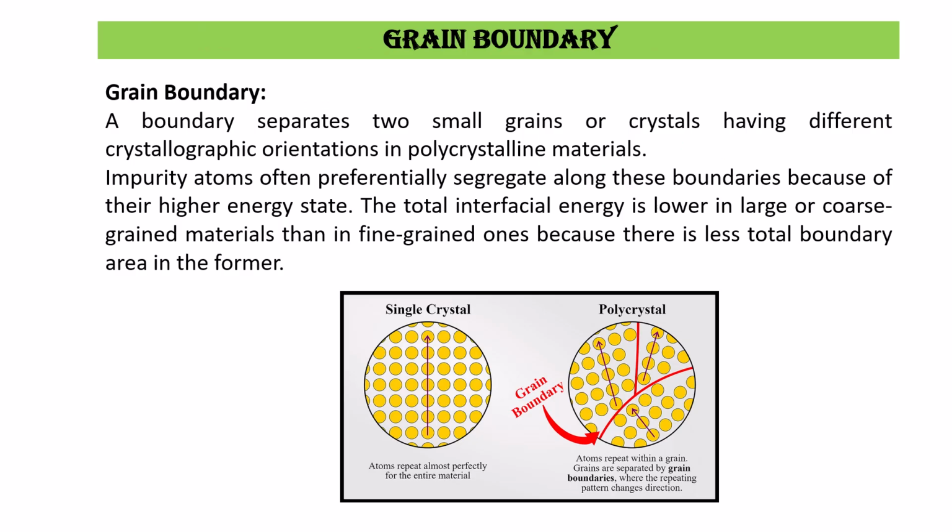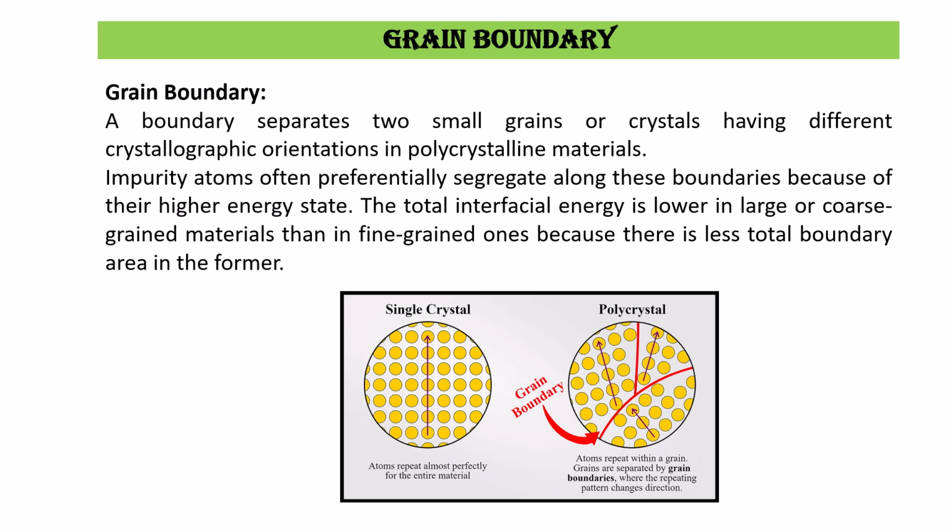Grain boundary. A grain boundary separates two small grains or crystals having different crystallographic orientations in polycrystalline materials. Now in single crystalline materials there is no grain boundary. In polycrystalline materials there are grain boundaries, and in single crystalline materials atoms repeat almost perfectly for the entire material. In polycrystalline materials, atoms repeat within a grain. Here the orientation of atoms is similar. Here it is different from this one, and here it is different from this one and this one. So there are three grains which are separated by grain boundaries.